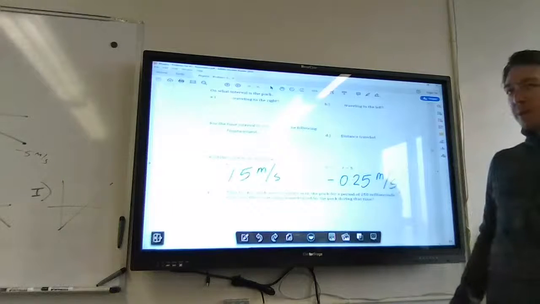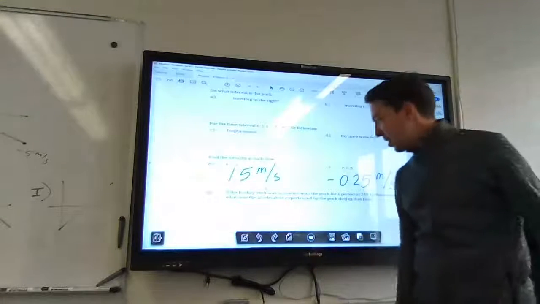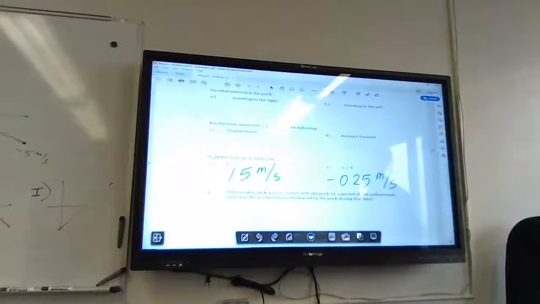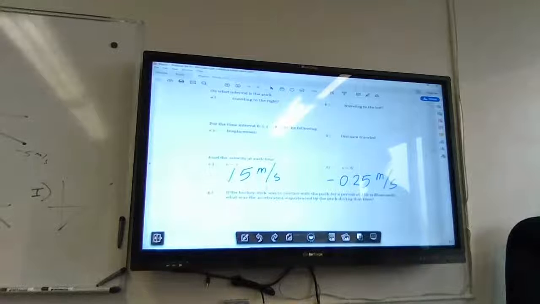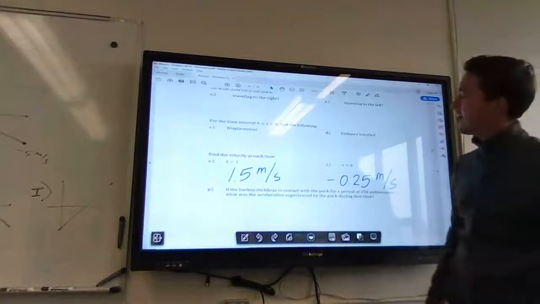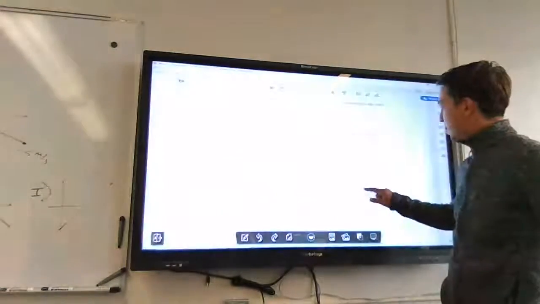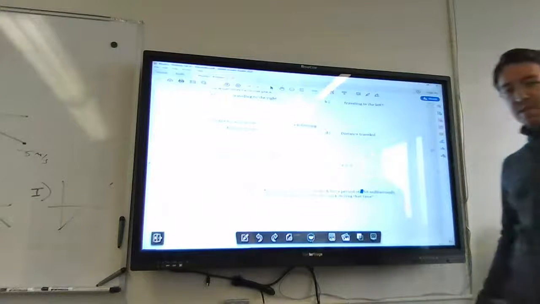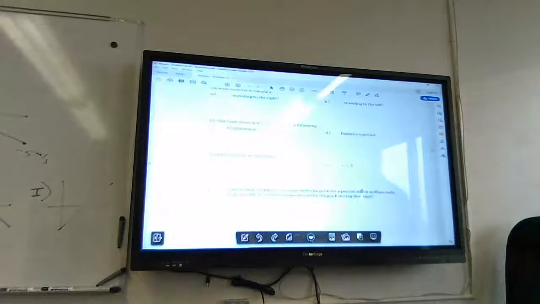All right, here's the fun part. If the hockey stick was in contact with the puck for a period of 250 milliseconds, what was the acceleration experienced by the puck during that time? It says 50? Okay, we'll use 50 then. That's weird. I'll have to make sure I have the right version of this. Okay, 50 milliseconds. That's fine.